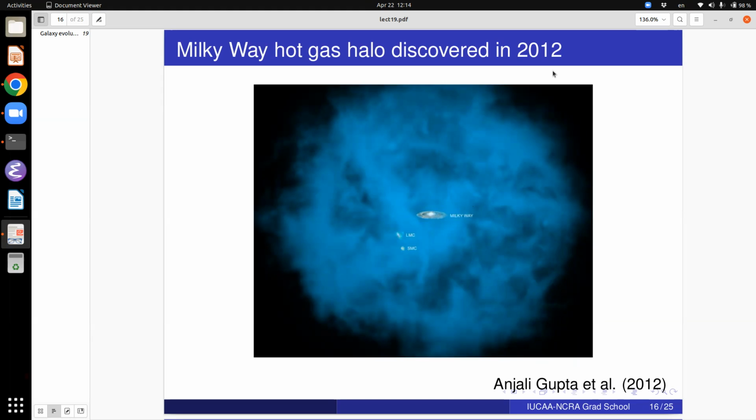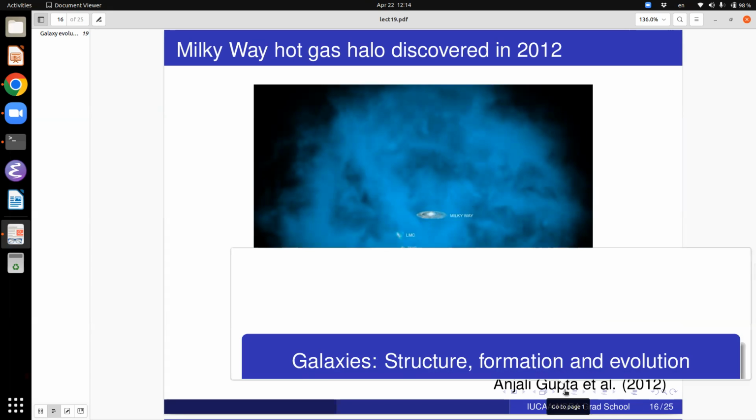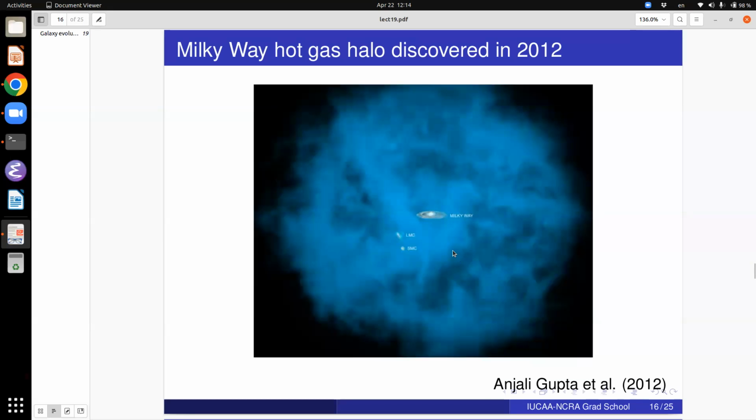Okay. So in 2012, about 10 years ago, we discovered a very large hot X-ray halo around the Milky Way galaxy as well. This is a very nice paper by Anjali Gupta et al. And they did this using the Chandra telescope. Now it's easy to see how you can discover a hot halo in an external galaxy. You subtract out all the X-ray binaries, etc. How are you going to discover a halo in your own galaxy? You're sitting inside the halo. How will you do that?